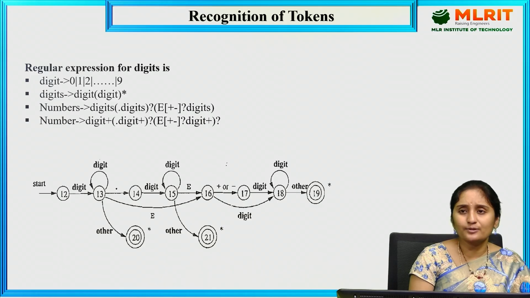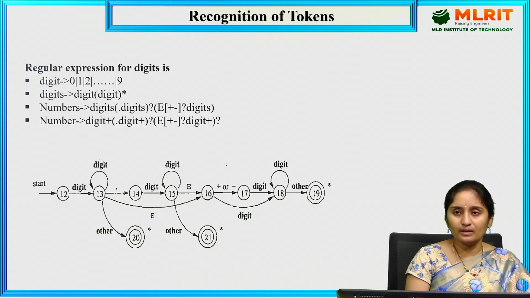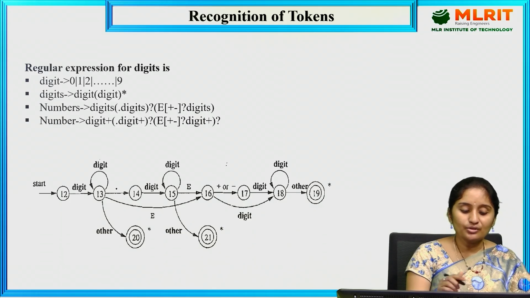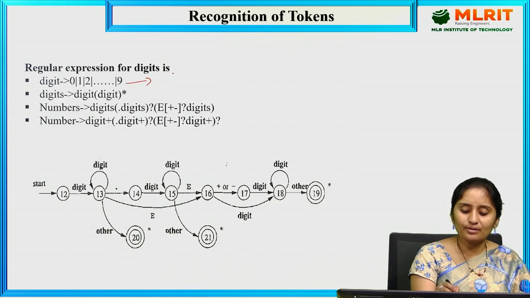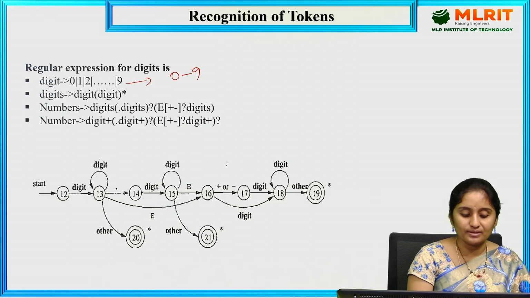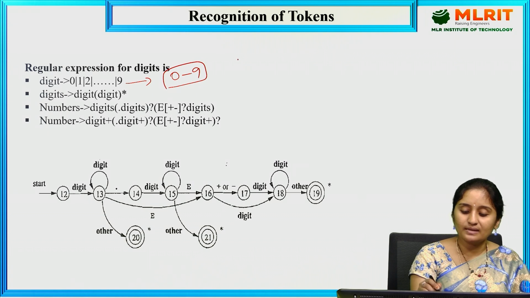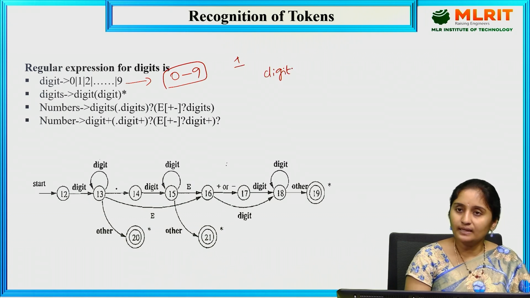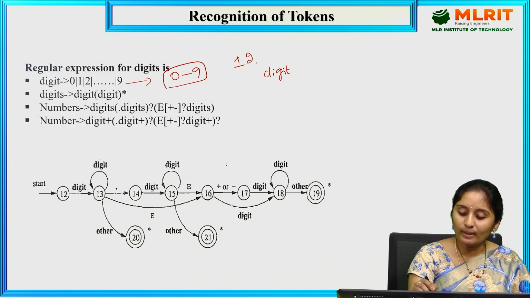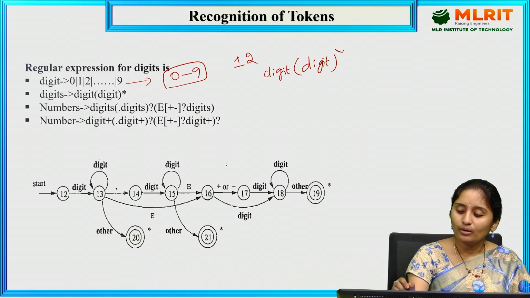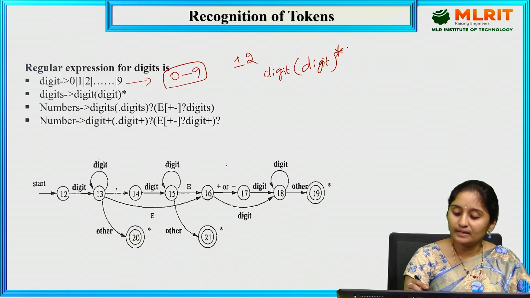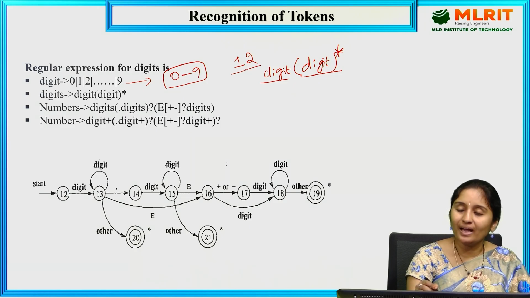Now the regular expressions for the digits. How can the regular expression be written for the digits? We discussed that digits are the numbers 0 to 9. For a single digit, I can write digit. If I have two digits, 1 2, what should I write? Digit followed by digit star. Here digit is one occurrence, and digit star is 0 or more occurrences. In this way I can represent the digits.